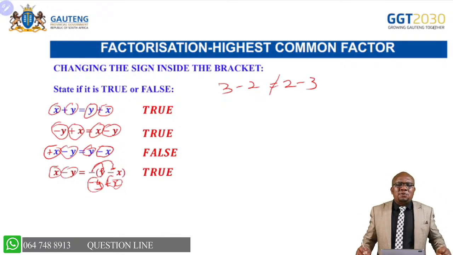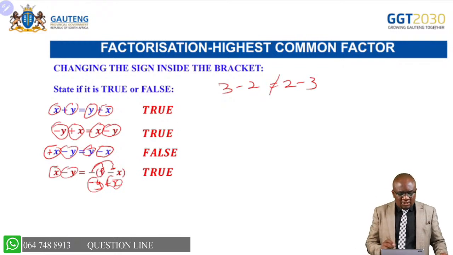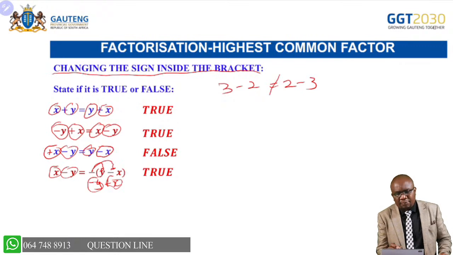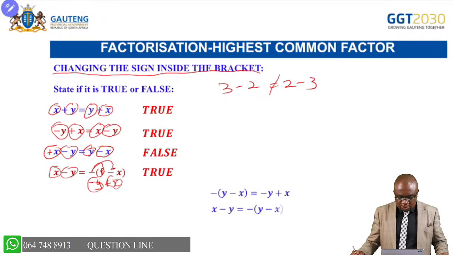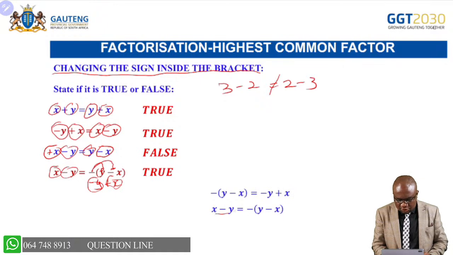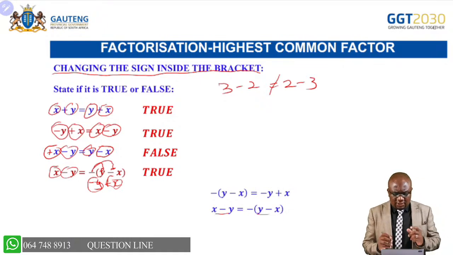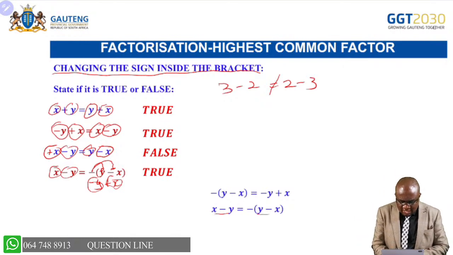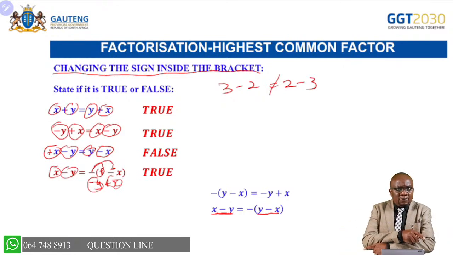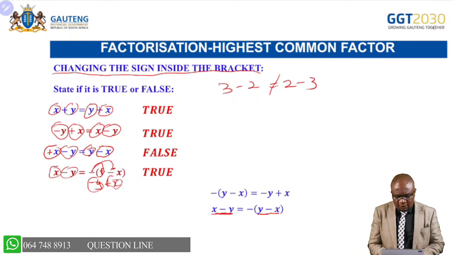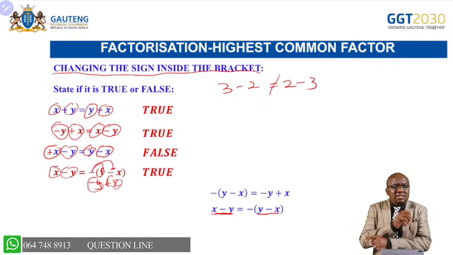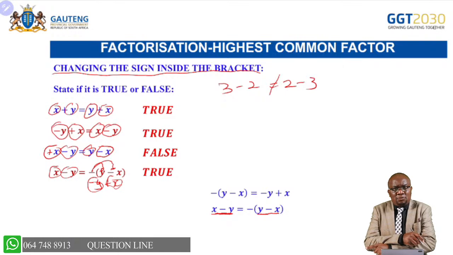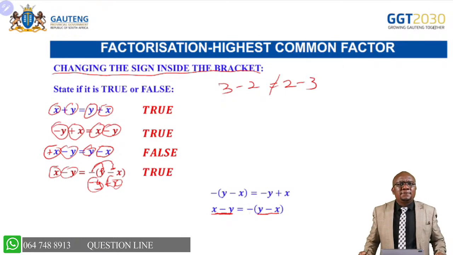So this is what we're going to apply today: changing the sign inside the bracket. We have said that these two are true. These two are equal. Now, if you check, this is x minus y. This side is y minus x. It's like we swapped these things around, x minus y, y minus x. So you swap these things around, and then after swapping them around, you put a negative outside.